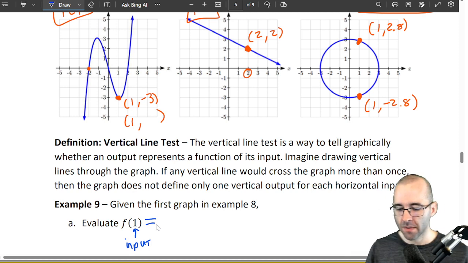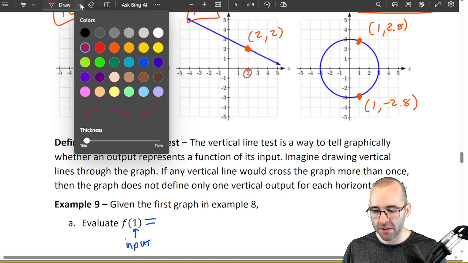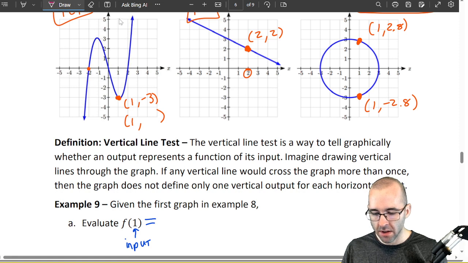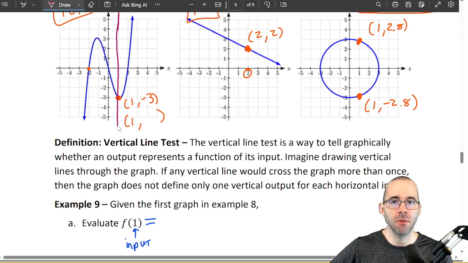So what we do is we find x equals 1, an input of 1, over on this graph. All right, so these are all the points that have an input of 1. What's the output? The output is where we are at the function. So that's only that orange point that we drew earlier, right?